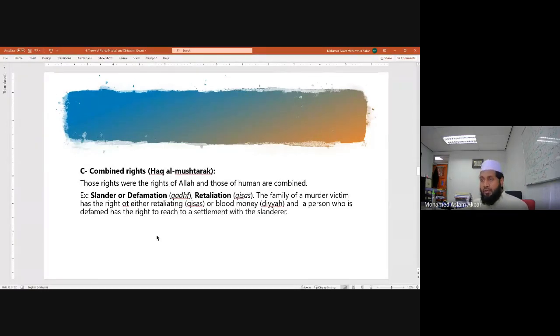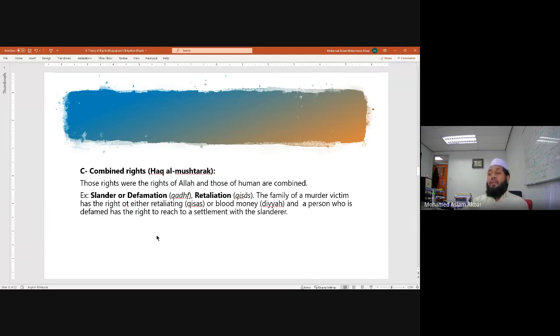Now we are going to talk about the combined rights. What I mean by the combined rights is called haq al-mushtarak. These are the few places where the rights of Allah and the rights of humans come together, where they are combined. So these are the few examples that I give you.